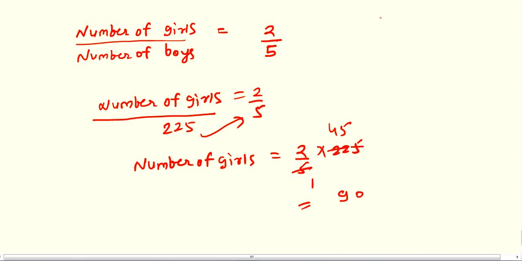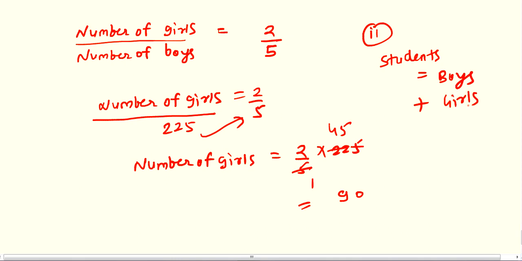The second question is the total number of students. So total number of students, as you know, students means what? Number of boys plus number of girls. So already we knew that the number of boys is 225, number of girls is 90. So add 225 and 90. You will get 315. So the total number of students is 315.